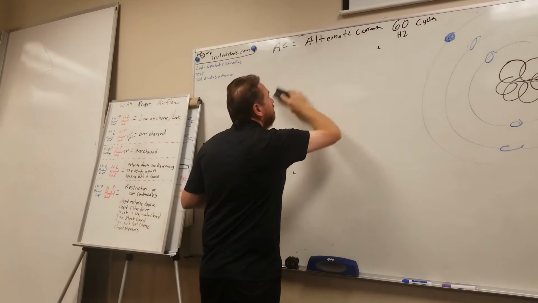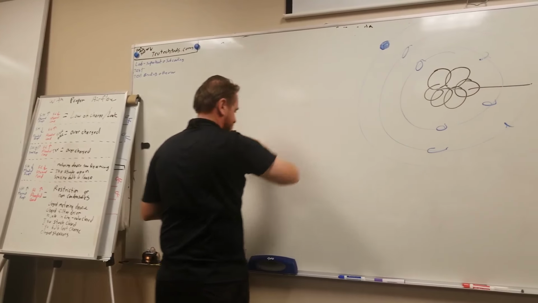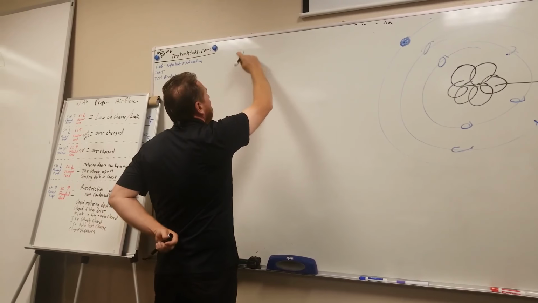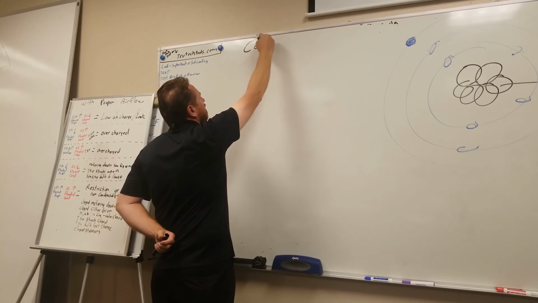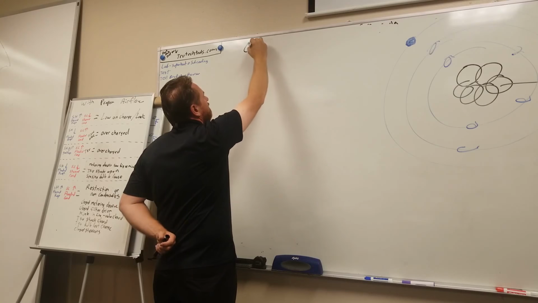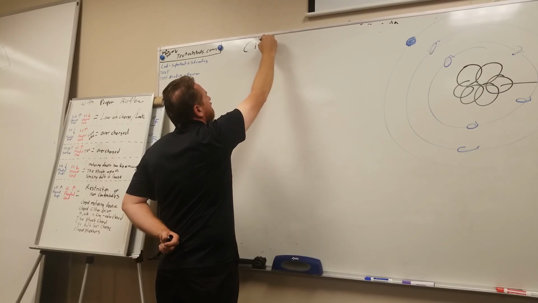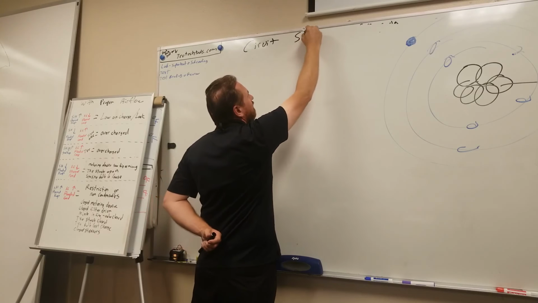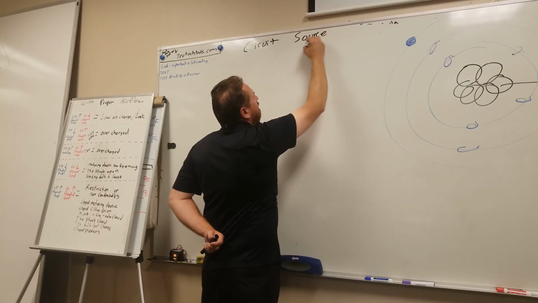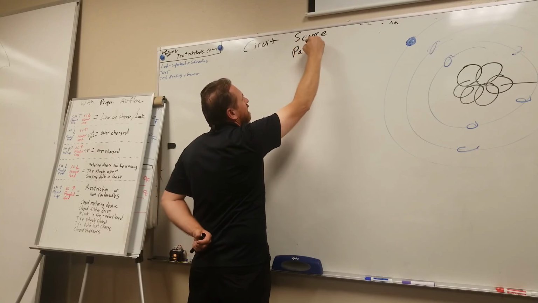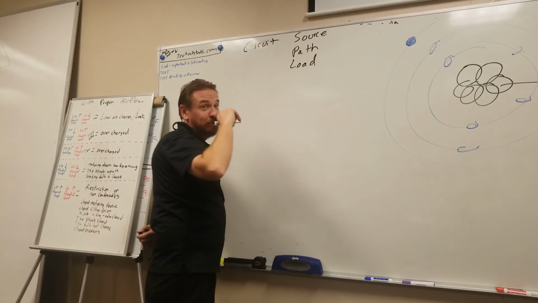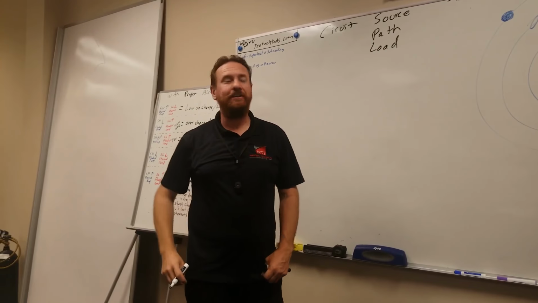If we're going to wire something, we must have three things to have what we call a circuit. How do you spell circuit? C-I-R-C-U-I-T. Circuit. We must have a source. We must have a path. And we must have a load. We must have a source, path, and load to have an electrical circuit.